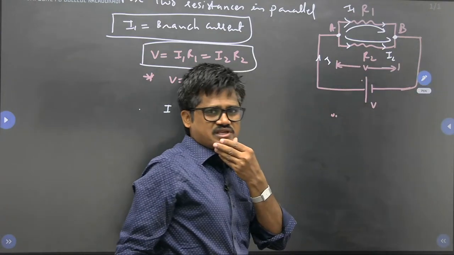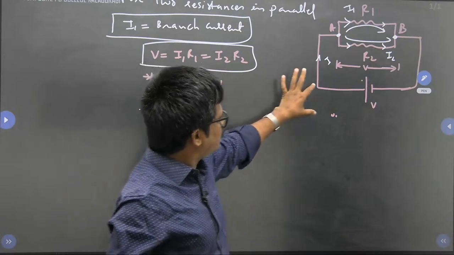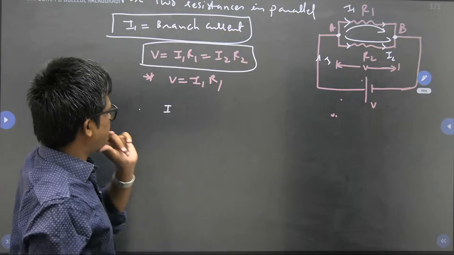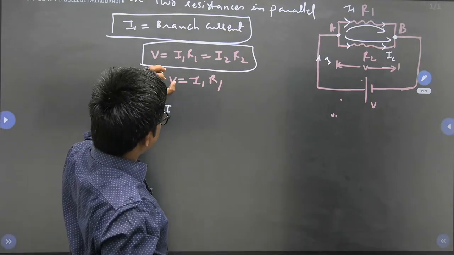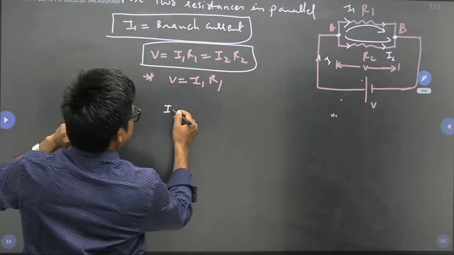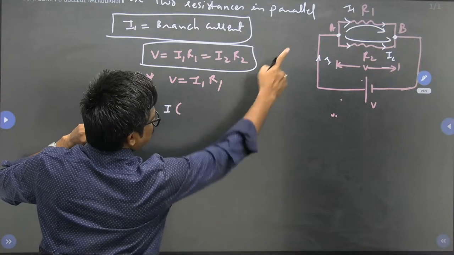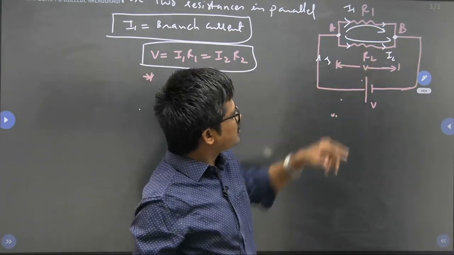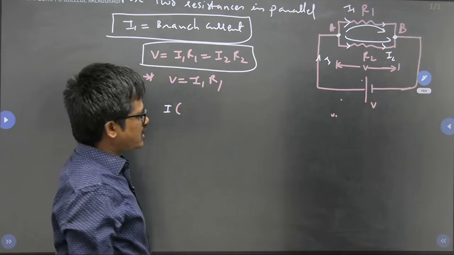Because in between nobody is consuming, here in between no resistors are there. So the applied voltage directly drops across AB. So V, the total applied voltage, can be written as I into total resistance. What is the total resistance in this case? Tell me, what is the effective resistance? Here R1 and R2 are parallel, no?